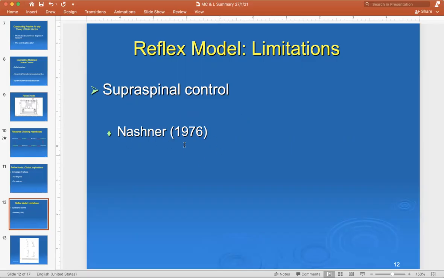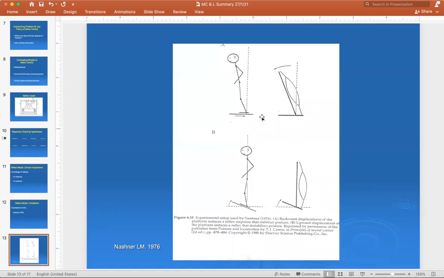Lou Nash did some interesting experiments that sort of showed this supraspinal control too. He had people stand on platforms on the floor, and the platform would go back under their feet unexpectedly. That would cause dorsiflexion of the ankle and therefore stretch of the gastroc.